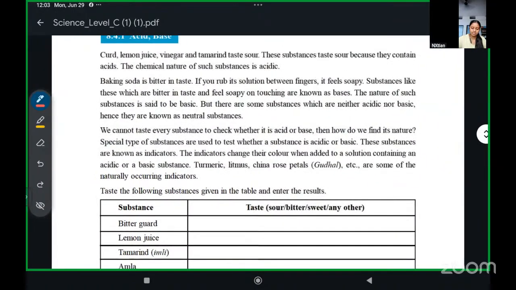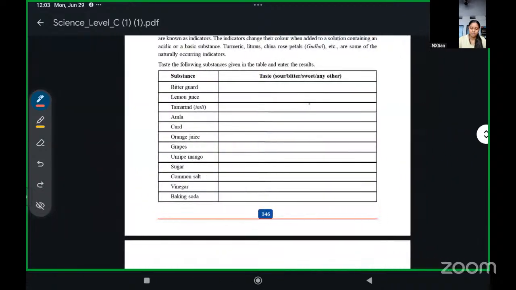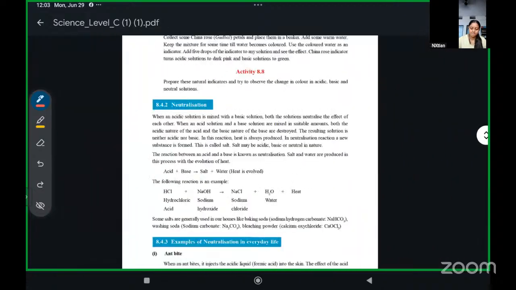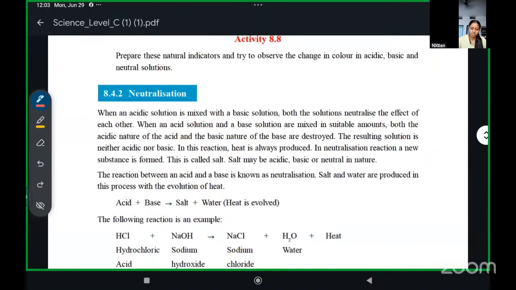Yes, ma'am, salt is produced when we mix acid and base. Yes, Hannah, that is correct. When we are mixing acids and bases together, what is produced in the reaction is a salt.